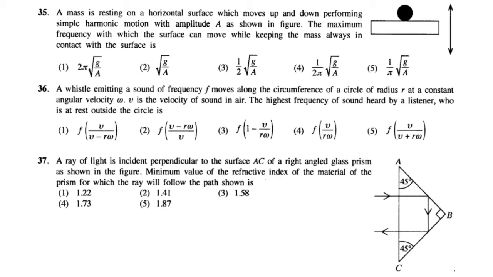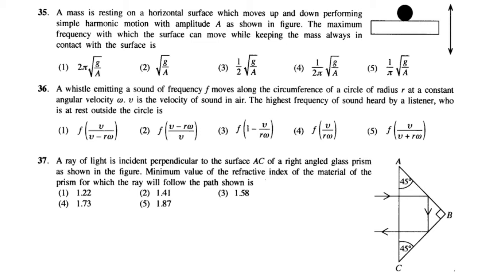Answer 1. Question 37. A ray of light is incident perpendicular to the surface AC of a right angled glass prism. And they are asking for the minimum value of the refractive index of the material of the prism for which the ray will follow the path shown in the figure. The incident ray is perpendicular to the AC surface, so it will not refract from the AC surface. It goes straight and is incident on AB. You can find the angle of incidence there. Draw the normal to the surface at that point and find the angle of incidence.